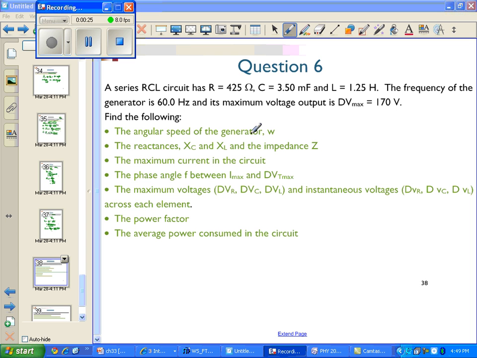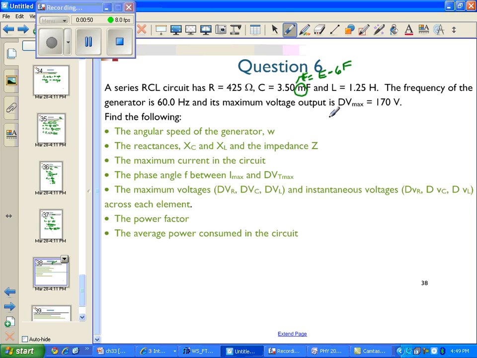Notice that that appears to be an M. That's because this software doesn't differentiate Greek from Roman. So this is an actual micro, and you recall micro is e to the minus 6. So this is e to the minus 6 farad for microfarad. And the inductor has a value of 1.25 Henry.